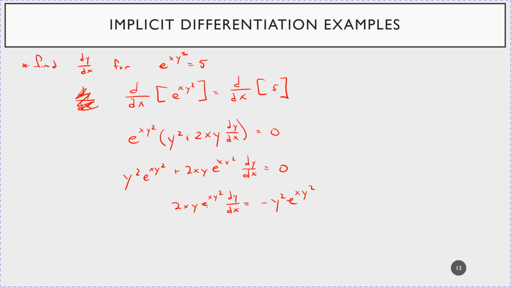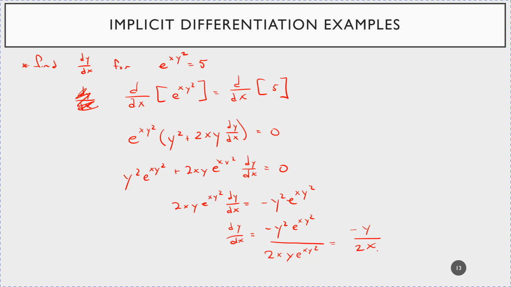Now look, check this out. Check what's going to happen. You're going to divide this over. So you get dy/dx is equal to minus y squared e to the xy squared divided by 2xy e to the xy squared. Well, what cancels? e to the xy squared and a y. You're literally just left with minus y over 2x, which is wild. Very, very wild here when you think about it.